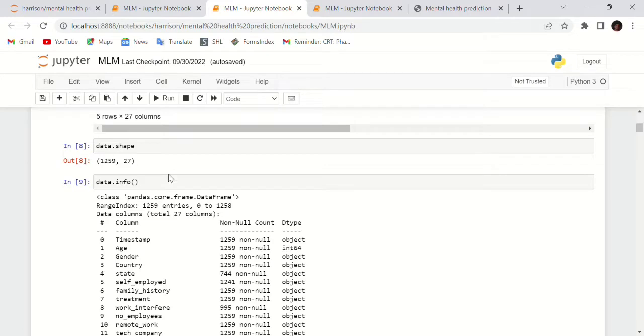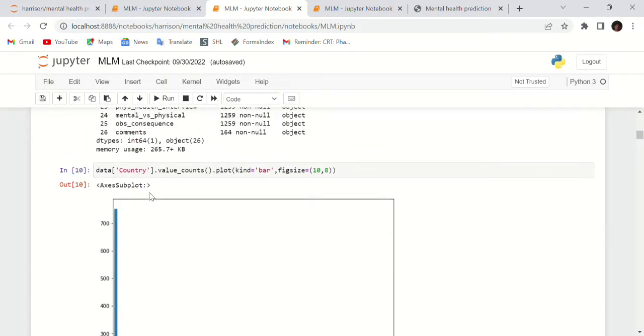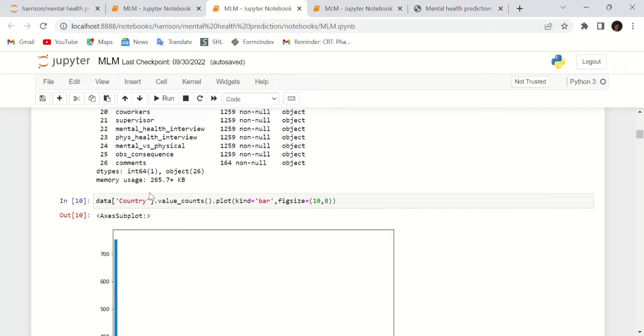Next, we will have to see the information pertaining to each of the 27 columns. For that, we will be using the info function. Now we have to pre-process the data to remove unnecessary columns, handle null values, and deal with wrongly entered data.